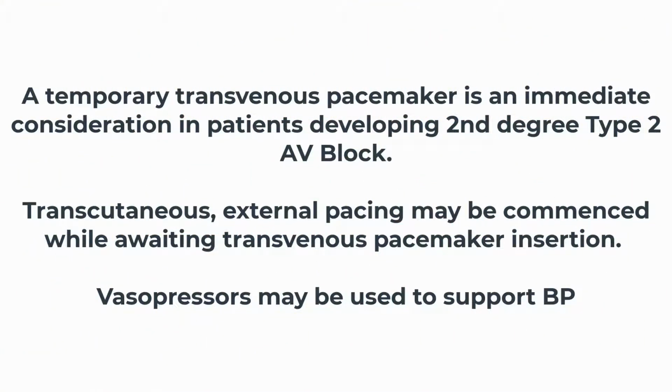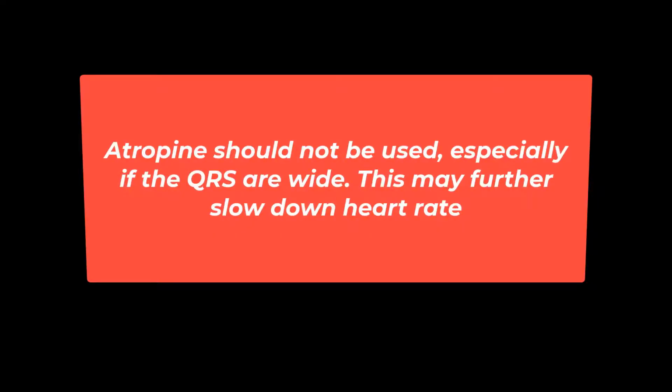External pacing can be used as a temporary treatment while transvenous pacing is being readied. Atropine is never used in this type of rhythm because it would cause a worsening of the AV block. In the event that Mobitz 2 is not resolved, then a permanent pacemaker is usually indicated.